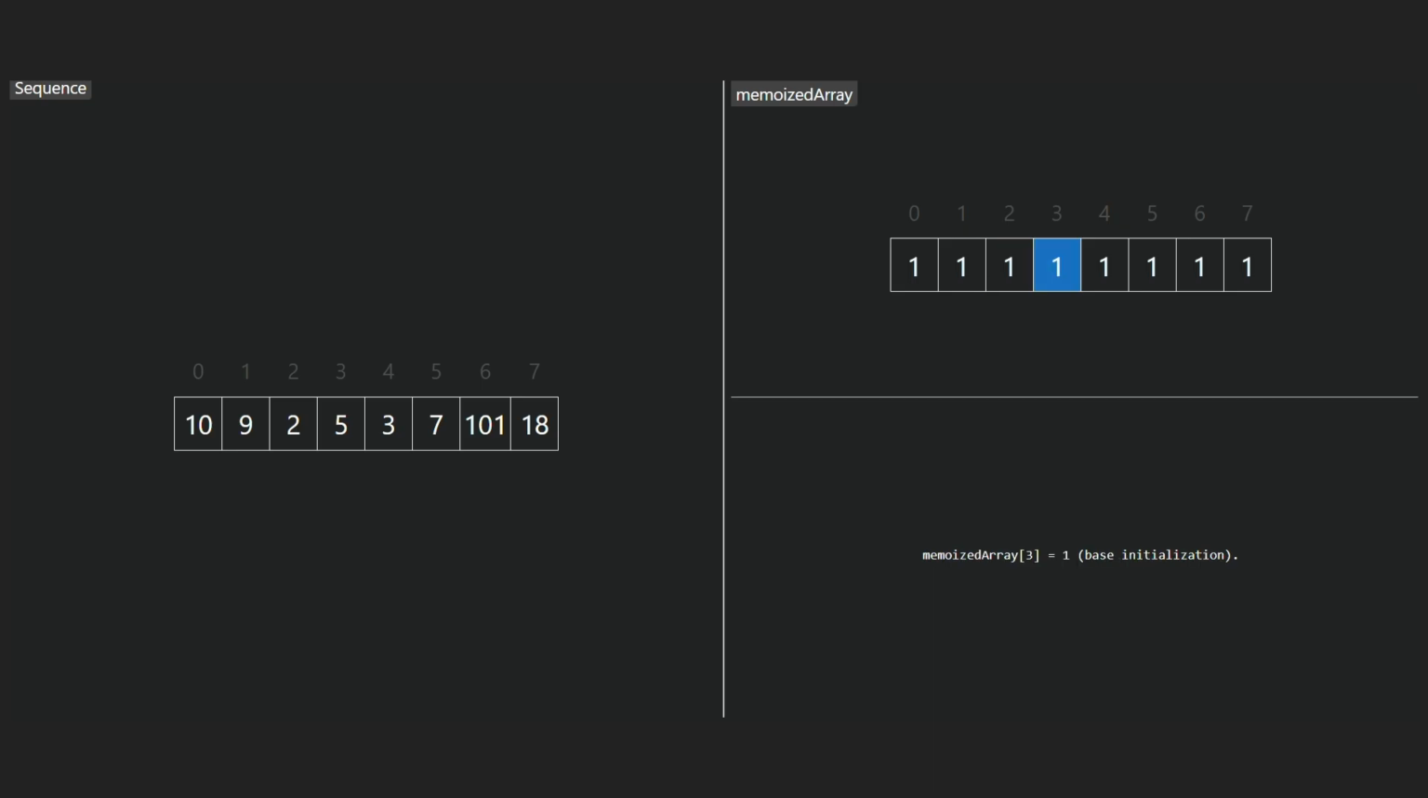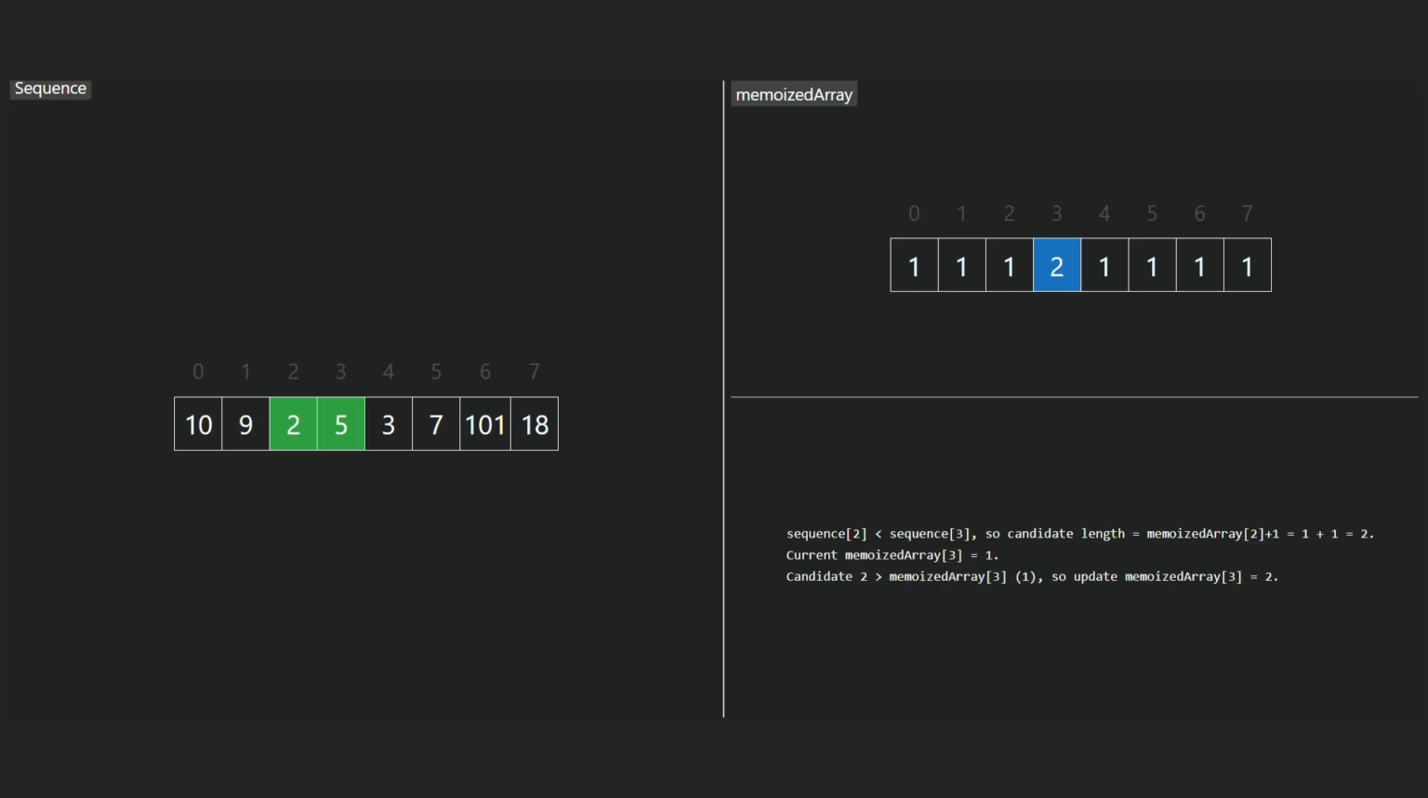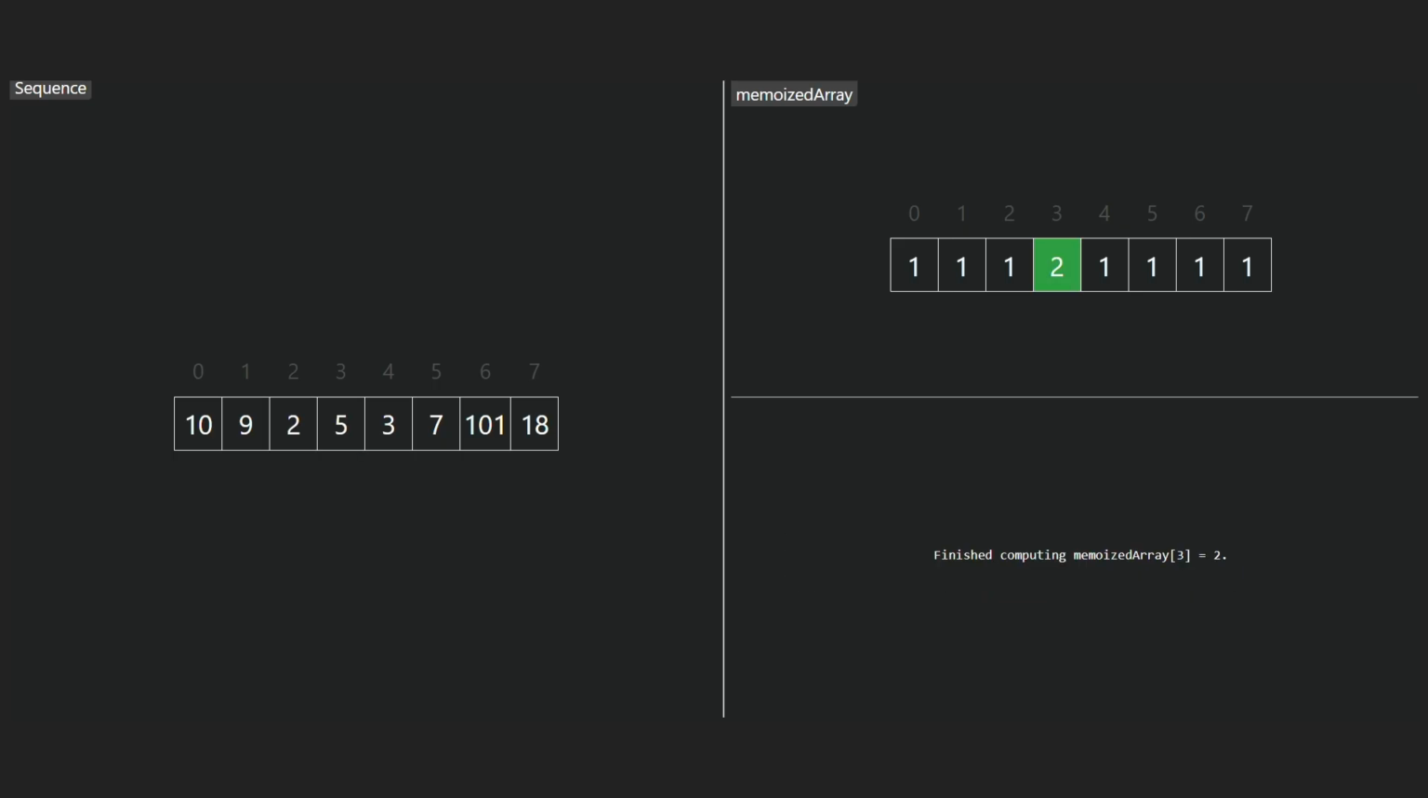Index 3. Now at the fourth number, 5, we compare it with 10, 9, and 2. Since 5 is greater than 2, we can extend the subsequence ending at 2, whose length is memoized array at 2, which equals 1. Adding 5 to the sequence makes it of length 2. The memoized array updates to reflect memoized array at 3 to 2.